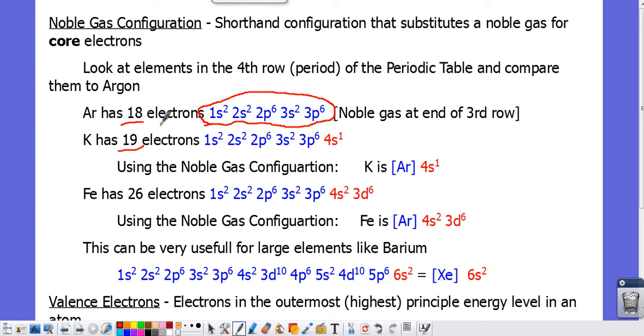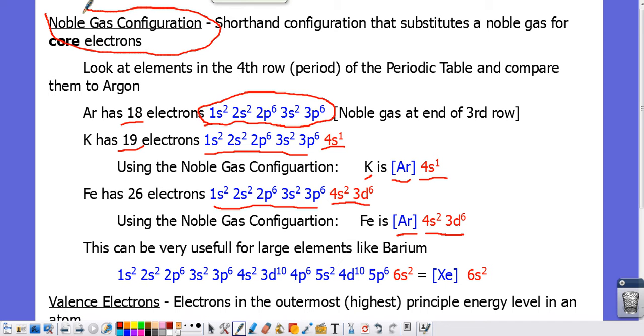So the difference is slim. You can see the first 18 and then one more. So they're almost the same. What people will do is they say potassium is argon with that extra piece. Iron is like argon with these extra pieces. Just like argon, but it's got these extra pieces. You can only do this with the noble gases.